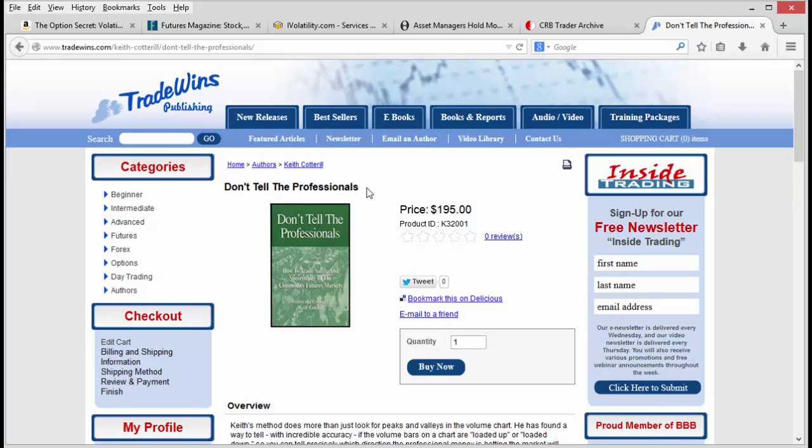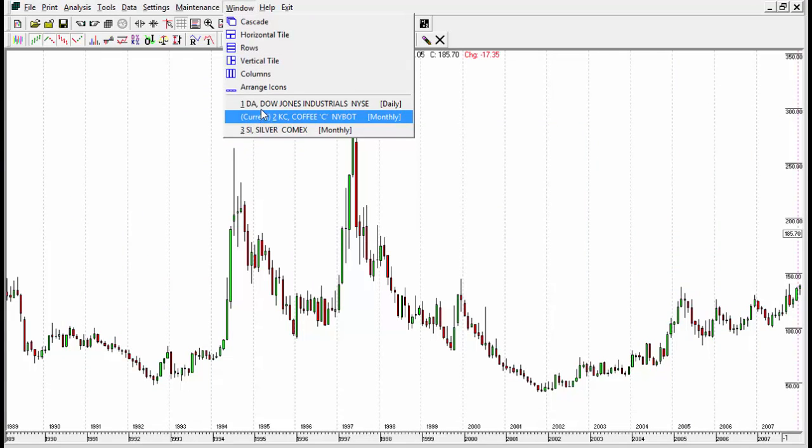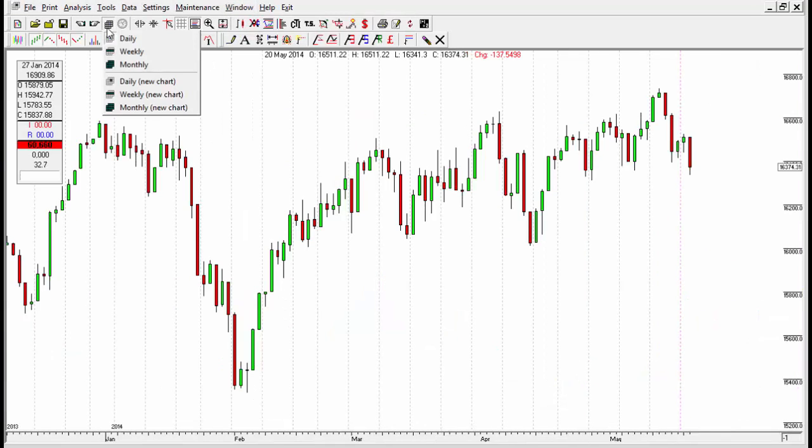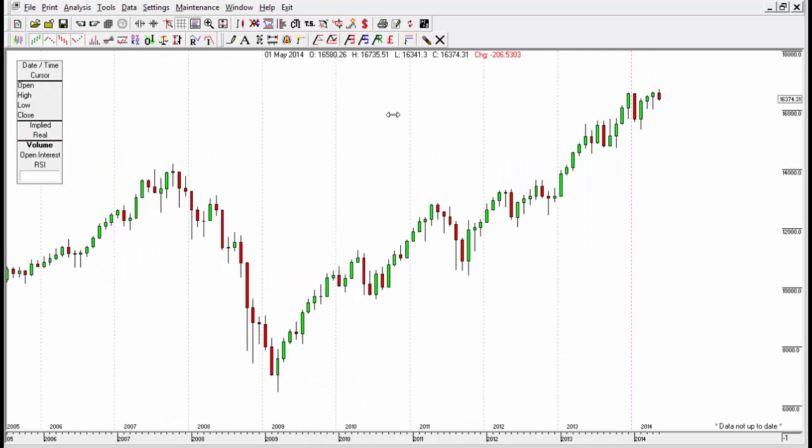Something else that I want to add into the mix here at the moment as well. In fact, I'm just going to go back to the Dow Jones, and I'm going to convert this to a monthly chart so that you can actually see how much this market has moved in the last few years.